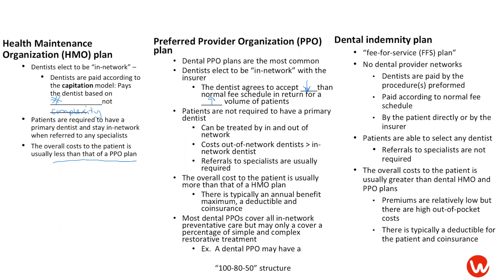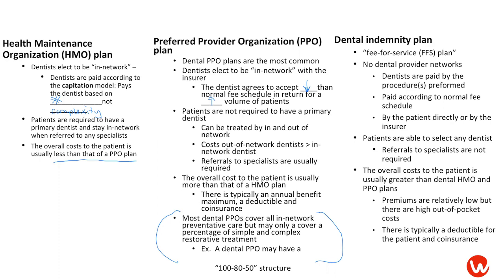usually required. So most dental PPOs cover all in-network preventative care, but may only cover a percentage of simple and complex restorative treatment. So a dental PPO may have something called a 100/80/50 schedule. Basically, this means that the insurer pays 100% of the preventative care, and the patient will pay 0%. The insurance policy will then pay 80% of any simple restorative procedures. The patient will pay the remaining 20. And then the insurer will also pay 50% of complex restorative procedures, and the patient pays the remaining 50%.